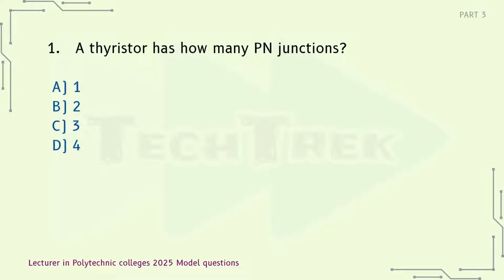A thyristor has how many p-n junctions? A. 1. B. 2. C. 3. D. 4. Correct answer is option C, 3.